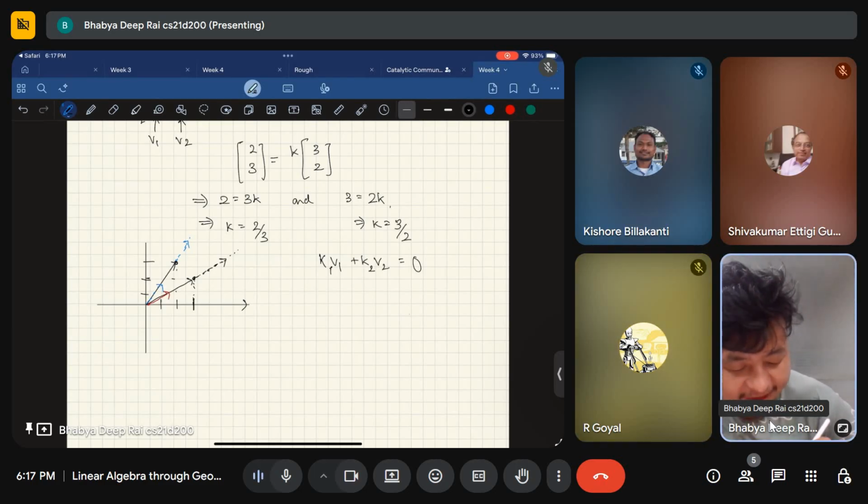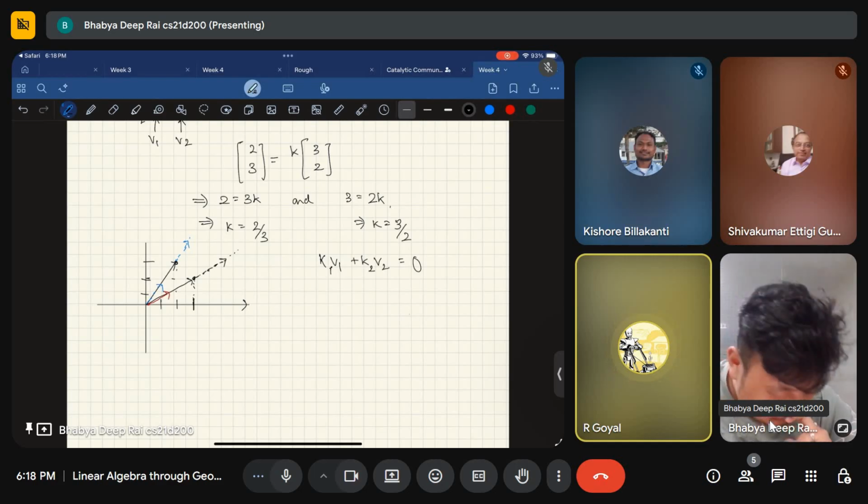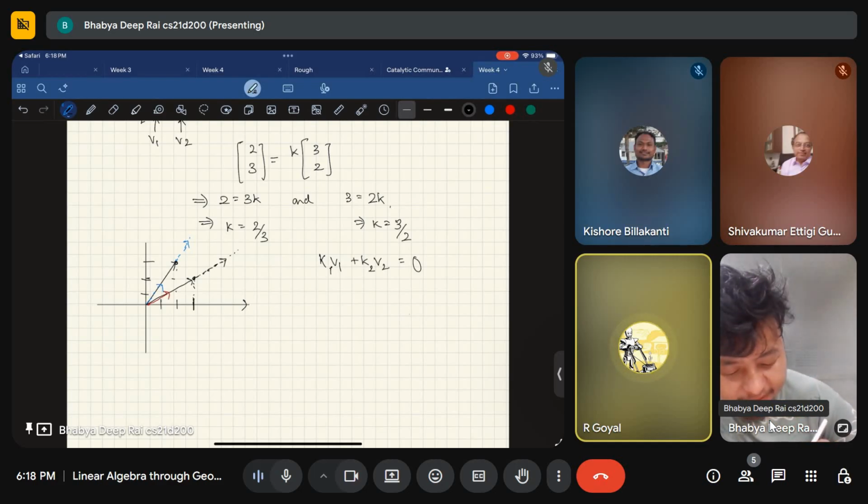But what are k1 and k2 here? So k1 is a scalar multiple of, say, v1, and k2 would be the scalar multiple of v2, and this entire thing would be equal to 0 if and only if both k1 and k2 are 0. Oh, okay.